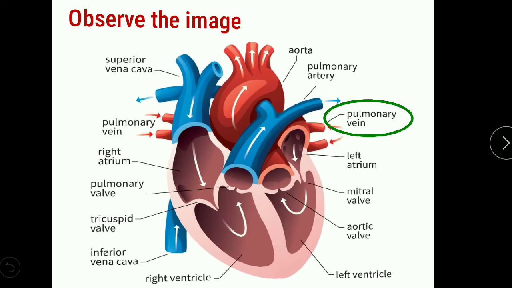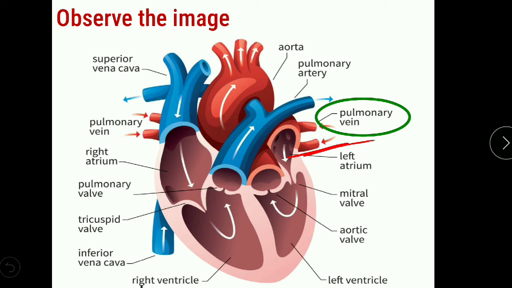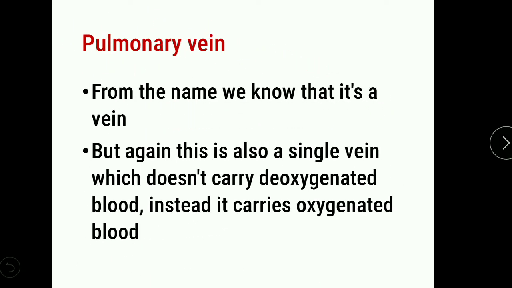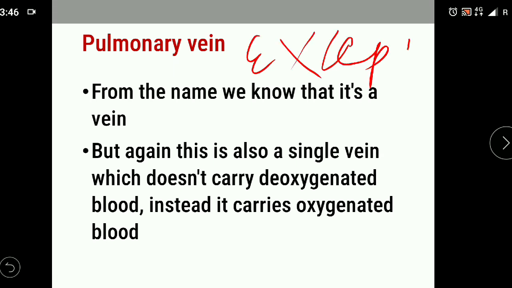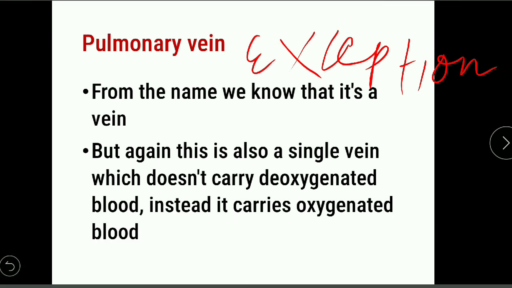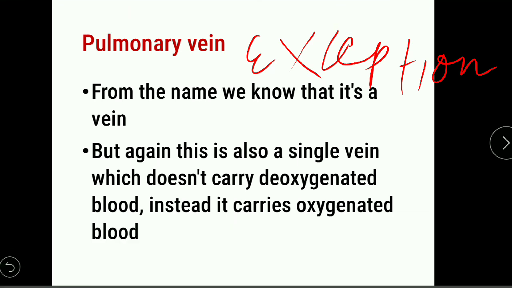Find the pulmonary vein. Pulmonary vein here is marked with red color. But veins always carry deoxygenated blood, and deoxygenated blood is shown with blue color. Then why pulmonary vein is shown with red color? Because pulmonary vein is again a single vein which does not carry deoxygenated blood. Instead, it carries oxygenated blood. That is why it is marked with red color.